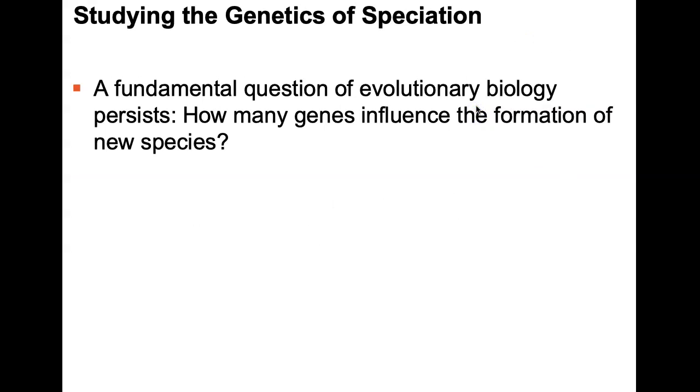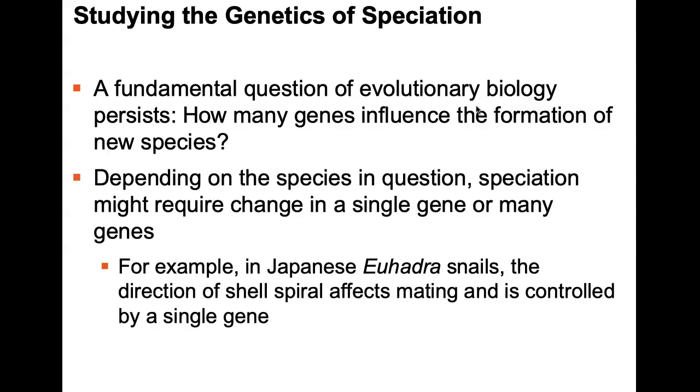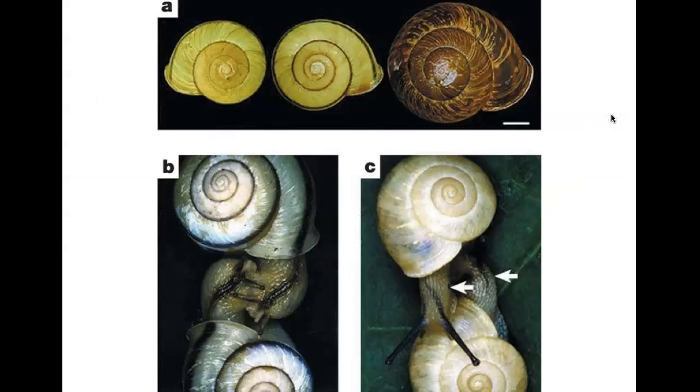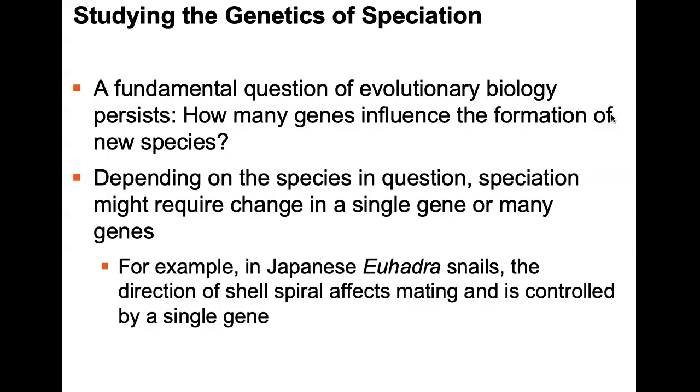Lastly, we want to talk about how many genes influence the formation of new species. How much difference do you have to accumulate between the two species before they actually become two different species? So again, it depends. Sometimes it could just be one gene. In this case, we have these snails, and this one gene affects the direction of the spiral and how they can mate.